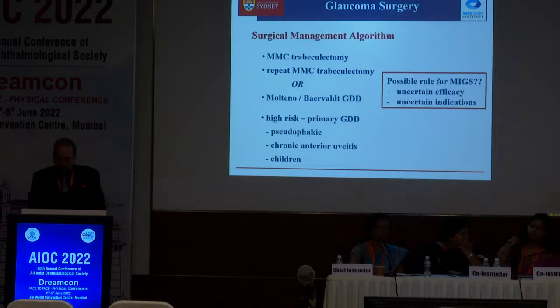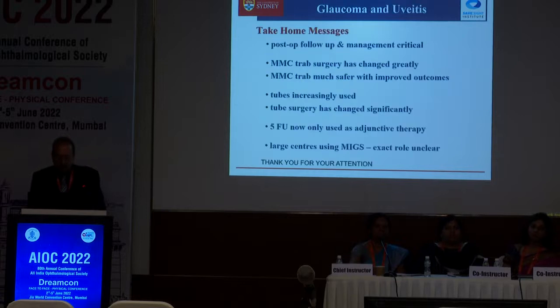So to close off, I think mitomycin C trabeculectomy is fine. When one needs to repeat such surgery, you might consider doing a tube. But in high-risk patients, I think a primary glaucoma drainage device is the way to go. So the take-home message is that you can do whatever surgery you want, but the post-op care is absolutely critical. Mitomycin C and 5-FU have changed things quite a bit. Tubes are being used increasingly, and again, I still don't think that MIGS and non-penetrating glaucoma surgery is a good idea in such patients. So, thank you.